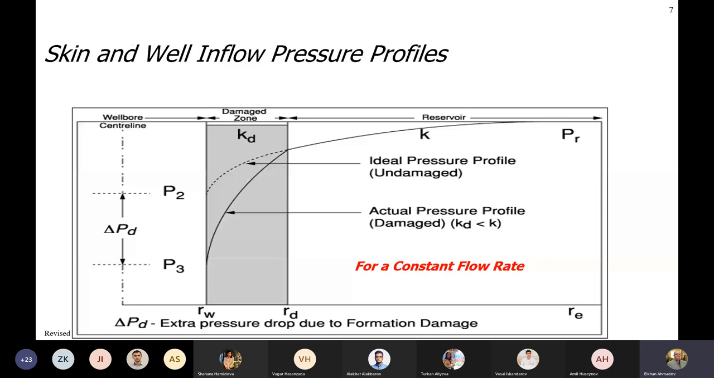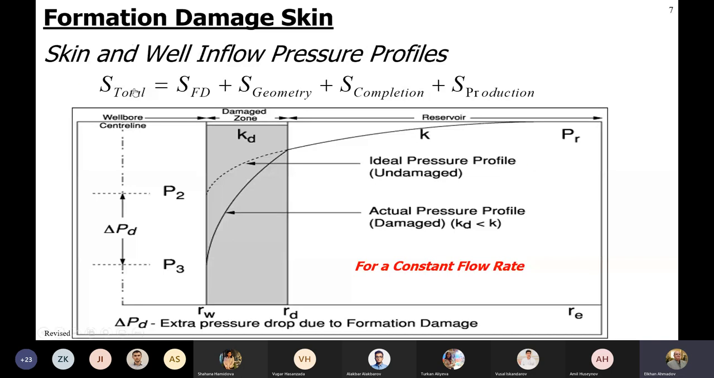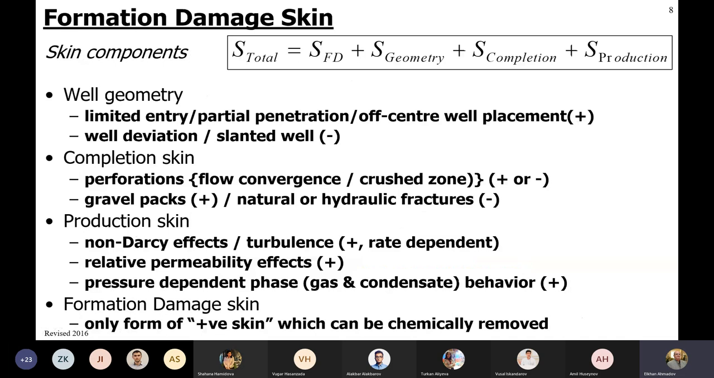Skin, as I said, the total skin has many components. One of them is the formation damage. Another one is geometry, completion skin, and production skin. Let's go through those skin types and complete today's lecture. So the geometry skin is related to the geometry of the well, the trajectory of the well.